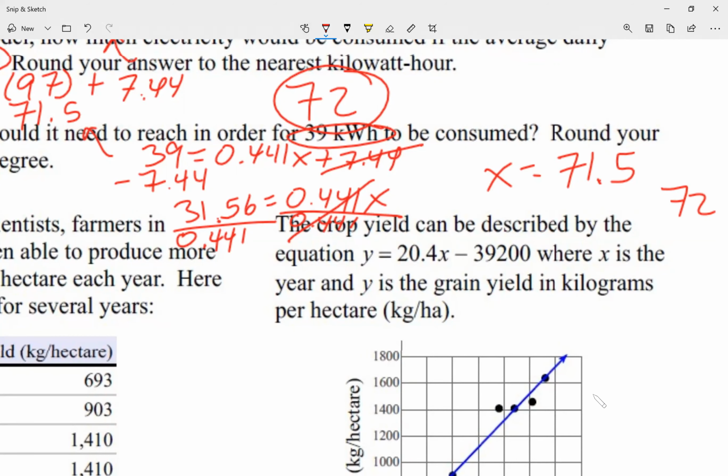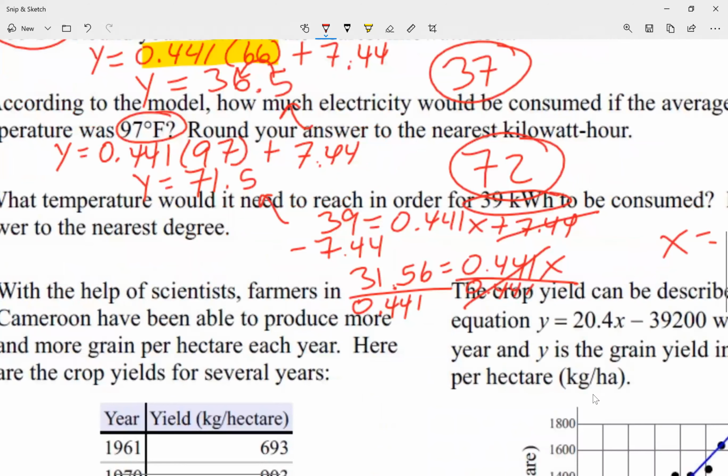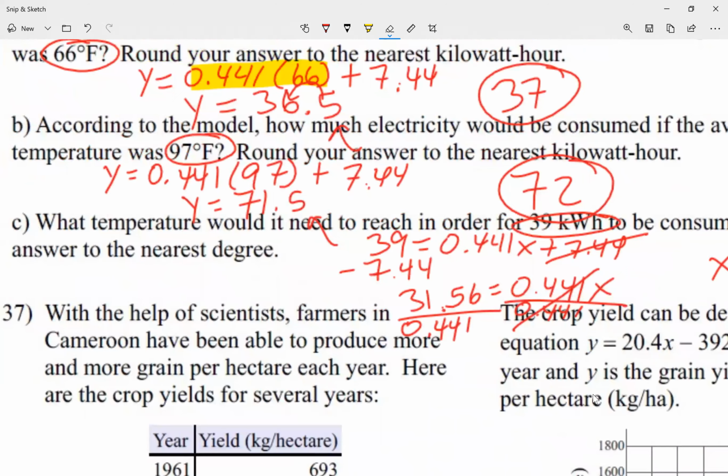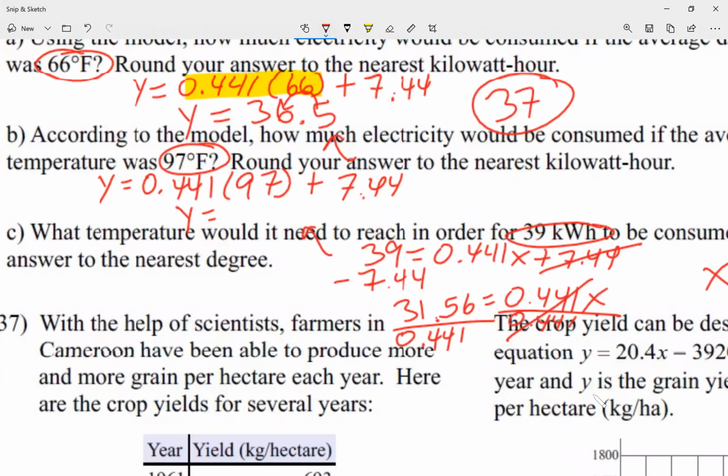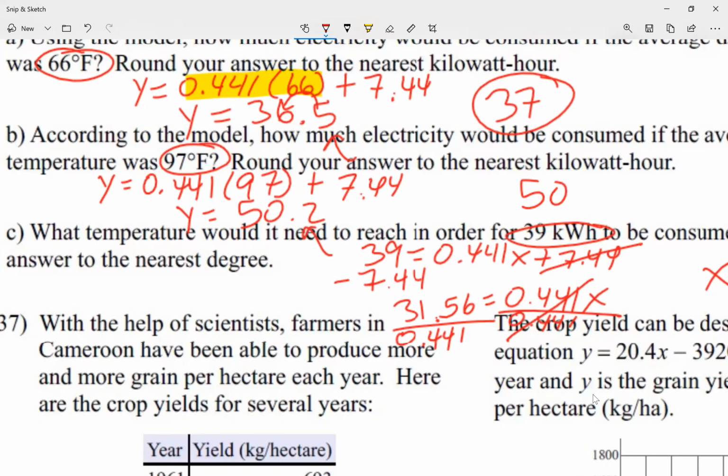Oh, actually, coming back to B, I just saw one mistake here on B. My answer for B is actually 50, because I came out with 50.2 when I multiply this out. Some of you might be like, hey, yeah, I got 50.2. So my answer for B was 50. My bad.